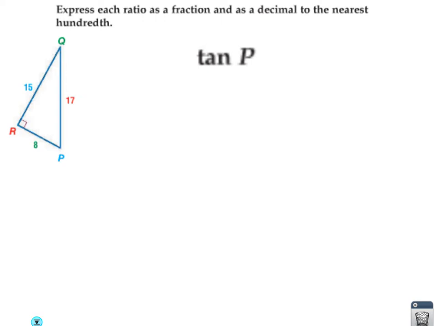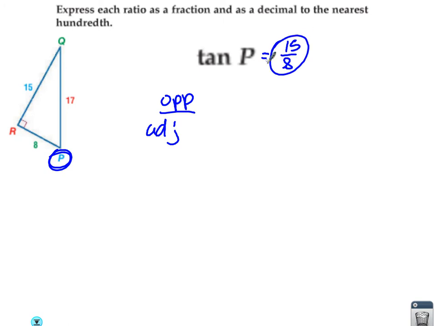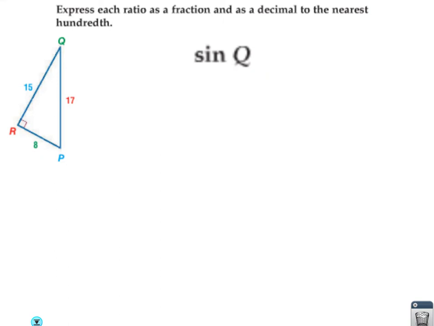Tangent of P. Colton, find P. What's the ratio of tangent? Ratio of what to what? Opposite to adjacent. Find P. Colton, what's opposite of P? 15. And what's adjacent to P? 8. So tangent of P is 15 to 8. That's the ratio. Can we handle that? We did those. Now we're flipping to the other side.